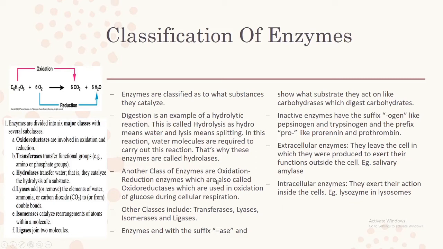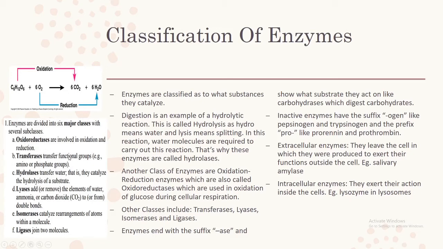Another class of enzymes are oxidation reduction enzymes, which are also called oxidoreductases, which are used in oxidation of glucose during cellular respiration. You can see over here oxidation and reduction. These processes occur together. Oxidation reduction, also known as redox reactions, we will do in the coming chapters of chemistry. Other classes include transferases, lyases, isomerases, and ligases. These classes are not so important, but I will cover them right now. Oxidoreductases are involved in oxidation and reduction, or redox reactions.